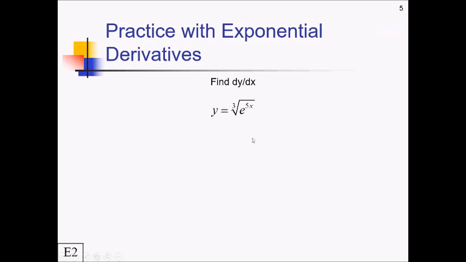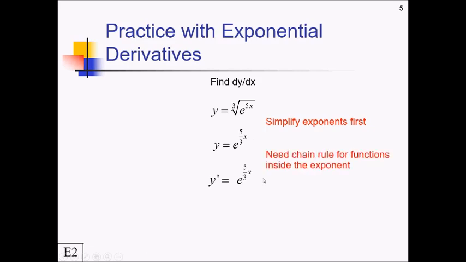Here's another example. Pause the video and try this one out. All right, so on this one, you could use a chain rule, but a much easier way would be to simplify your exponents first. So we can rewrite this with a fractional exponent. This is really e to the 5x over 3, or just 5/3 x. And now to take the derivative of this, this is going to require a chain rule. So we have e to the 5/3 x times, now we need the chain rule for the function inside the exponent. The derivative of 5/3 x is just 5/3, which we can put out front if we want.